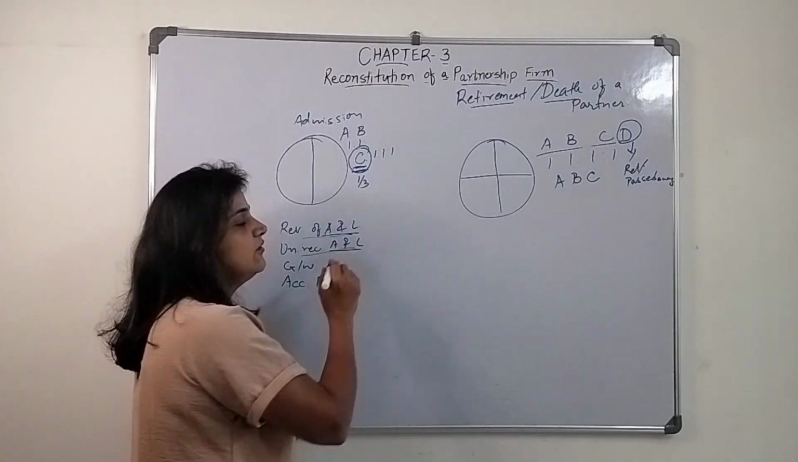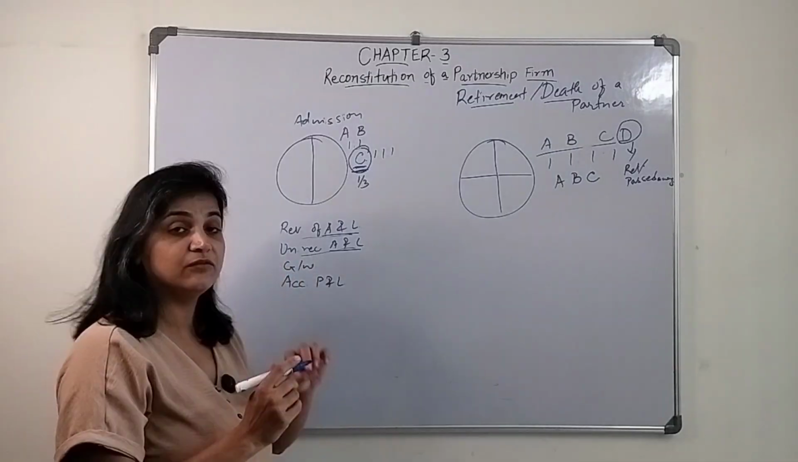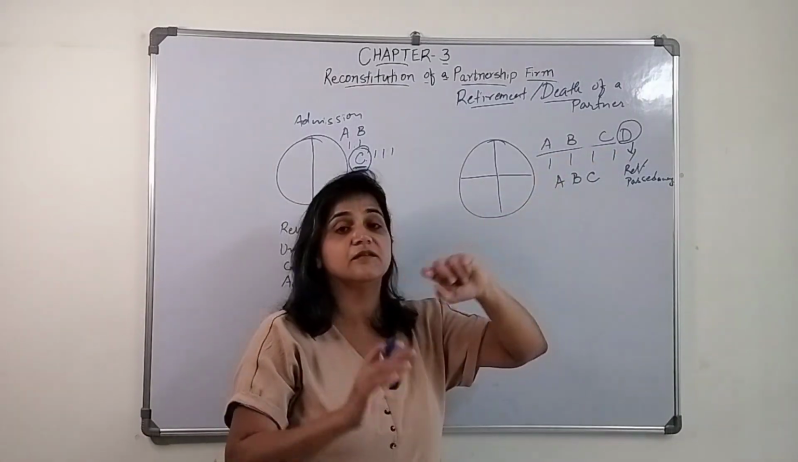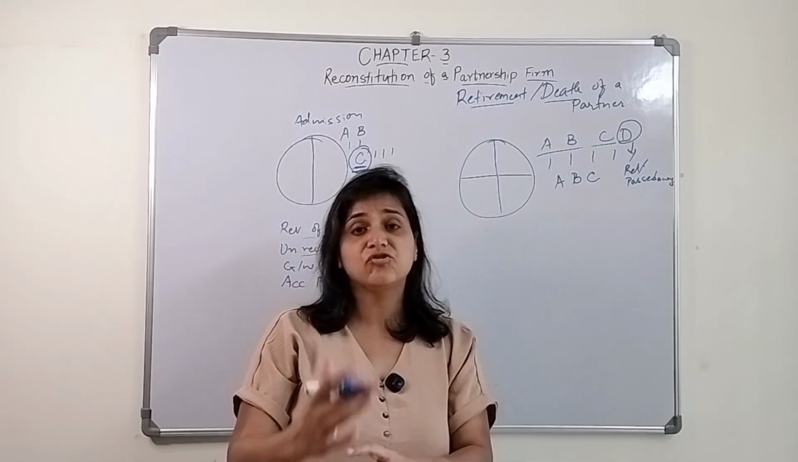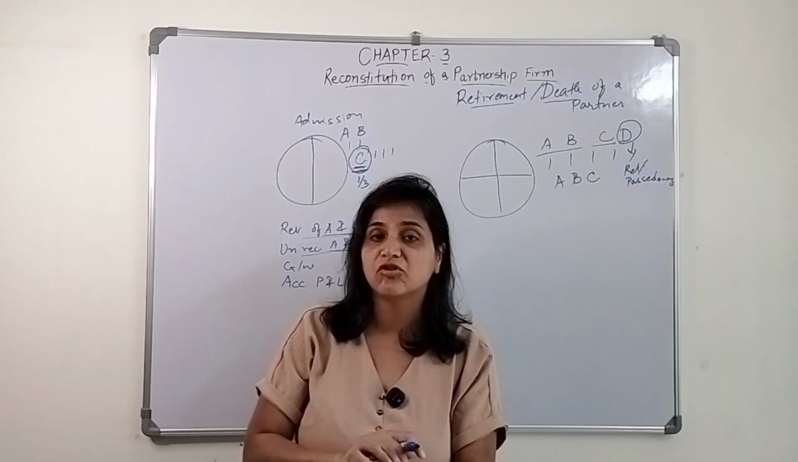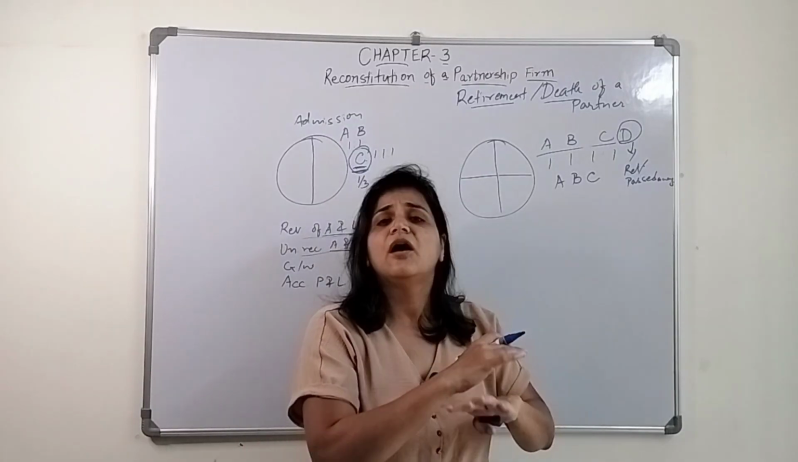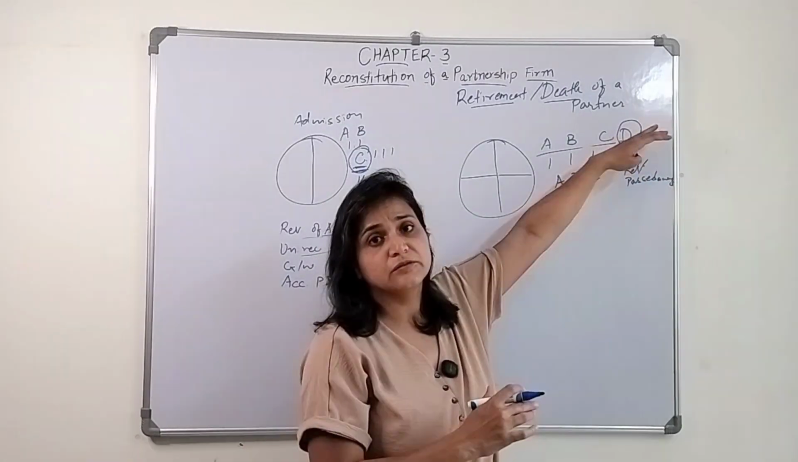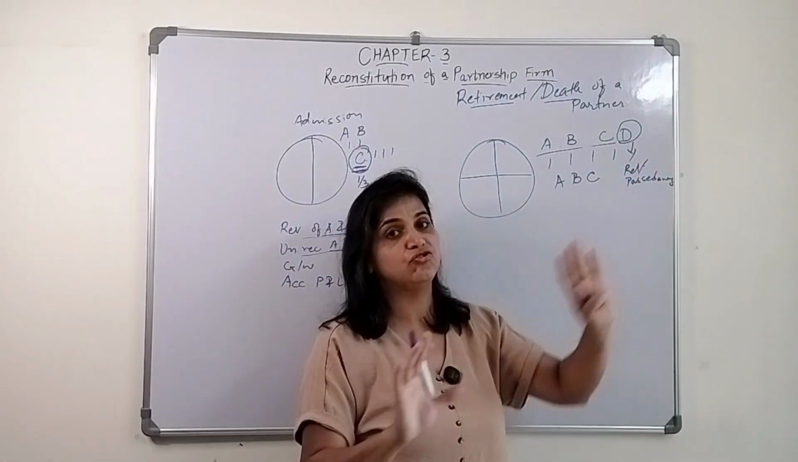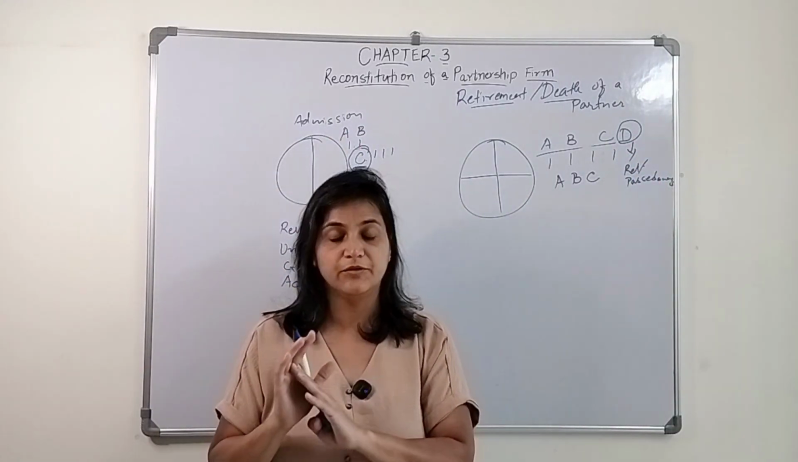There will be certain unrecorded assets and liabilities. There must be certain goodwill. There must be certain accumulated profits and losses. If they have to give interest on capital till the time he retired, or charge interest on drawings, or there are certain losses, that will now be divided between all the four partners, and there will be a reconstitution of the whole partnership firm, right?